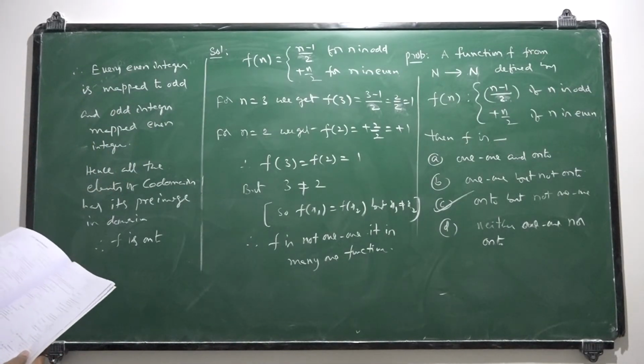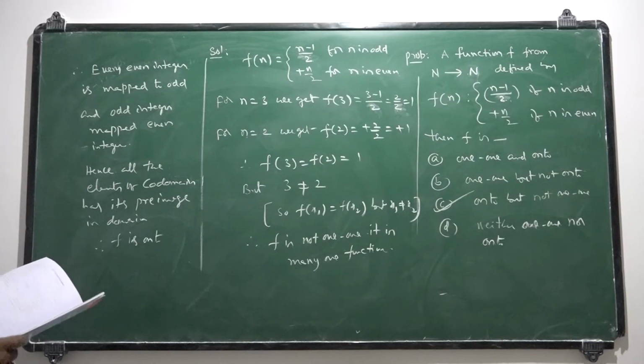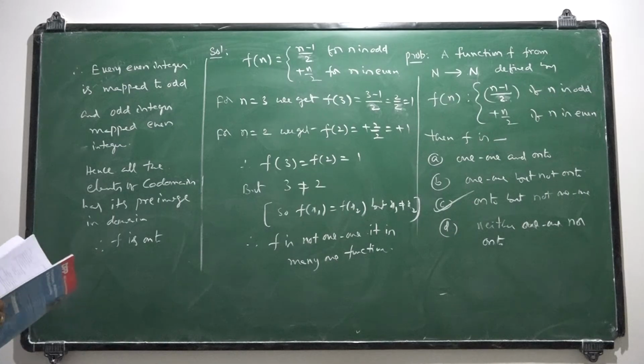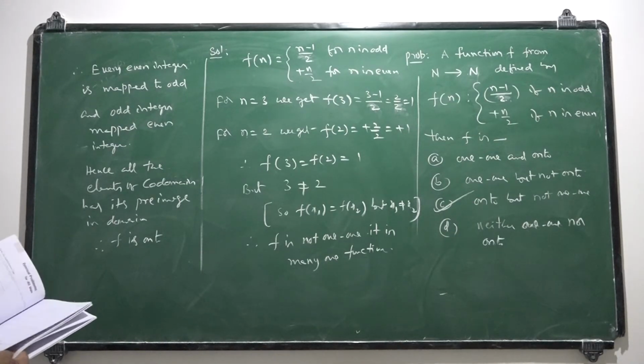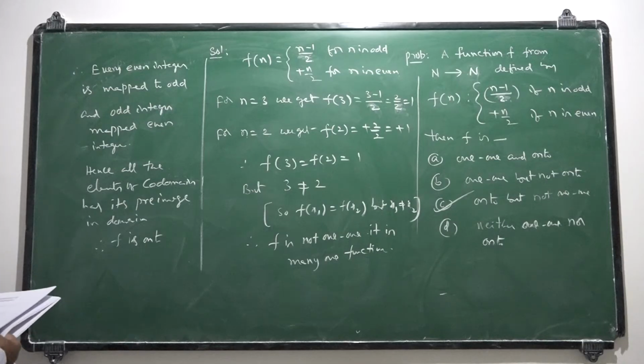Actually, here the printing mistake is there. f of n is defined as (n minus 1) by 2 if n is odd, and n by 2 if n is even. And that function is defined from N to N itself. So here the problem has a printing mistake.